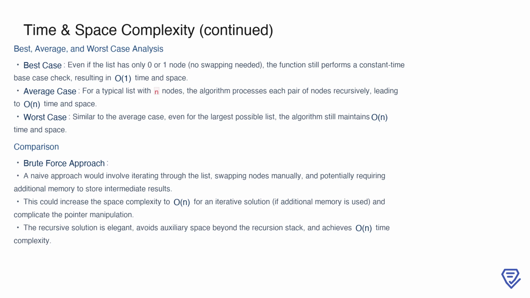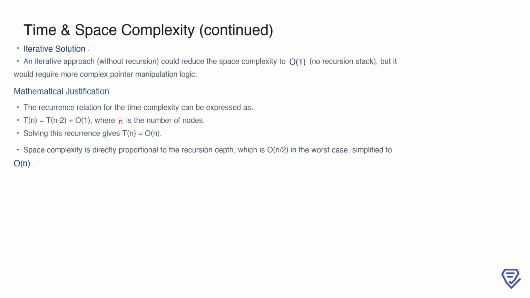Comparing this to a brute force approach, a naive method might involve iterating through the list, manually swapping nodes, and possibly using additional memory to store intermediate results. This could increase the space complexity to O(n) for an iterative solution if auxiliary memory is used, and the pointer manipulation would be more cumbersome. In contrast, the recursive solution is elegant, avoids extra memory usage beyond the recursion stack, and achieves O(n) time complexity efficiently. An iterative approach could offer an alternative by eliminating the recursion stack, reducing the space complexity to O(1). However, implementing this would require more complex pointer manipulation logic to handle the swapping of nodes directly within the loop.